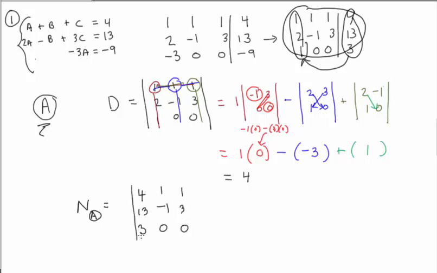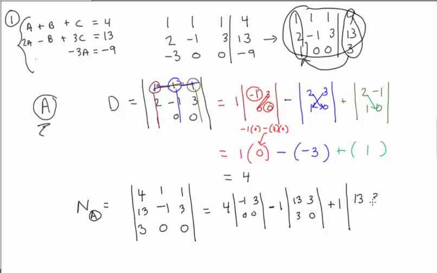And now I have a new 3 by 3 determinant. So I have 4 times the determinant -1, 3, 0, 0, minus 1 times the determinant 13, 3, 3, 0. Now I'm fouling this up because this should be, no, I'm not. This is good. Finally, plus 1, 13, 3, 3. Oh, crud. Now I messed it up. This is 13. This is a negative 1. This is a 3. And this would again be 0. There we go.